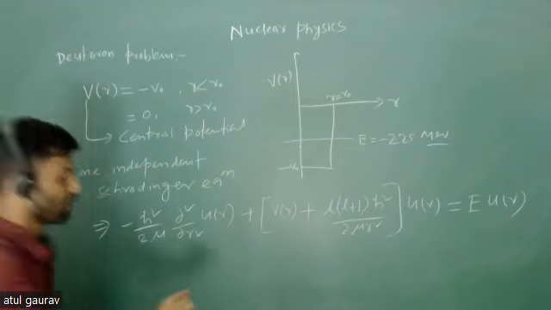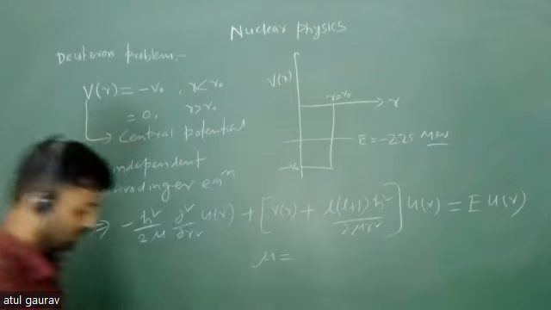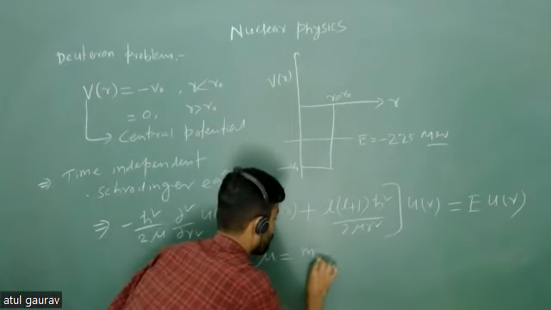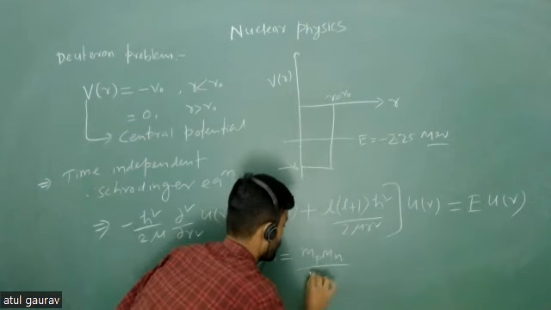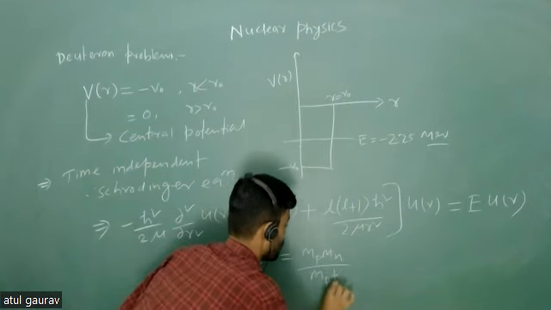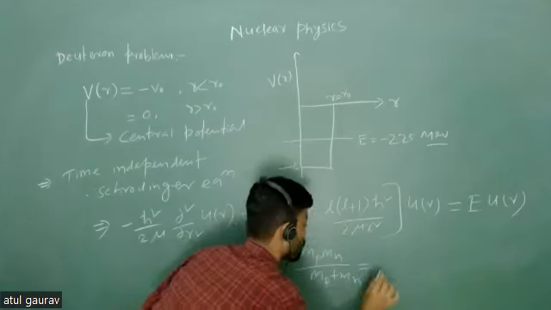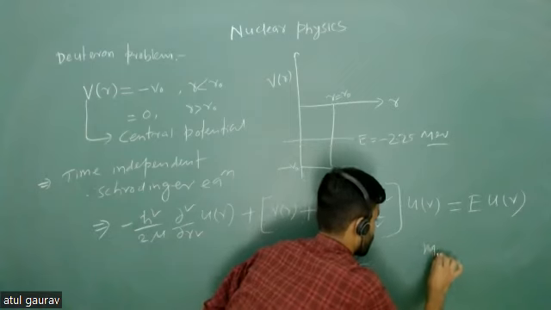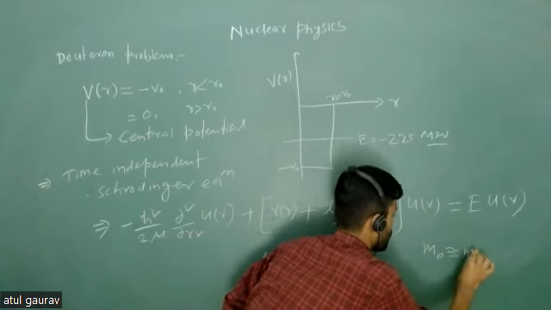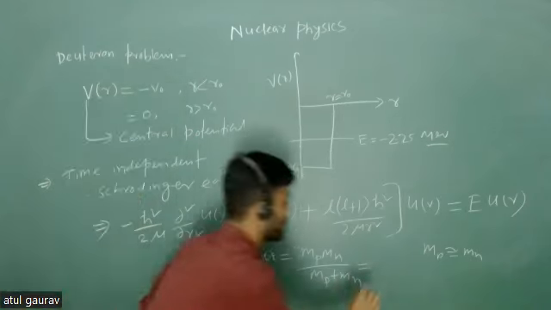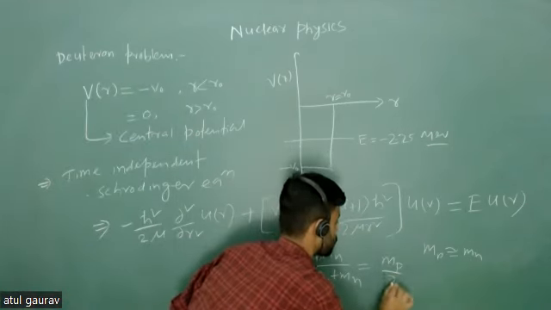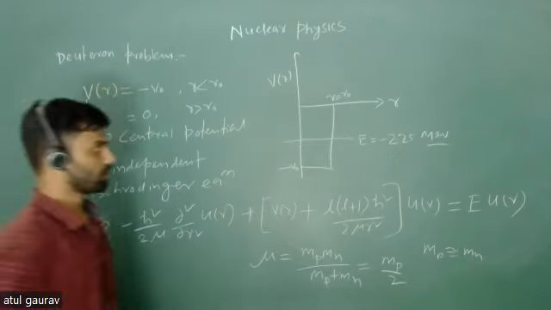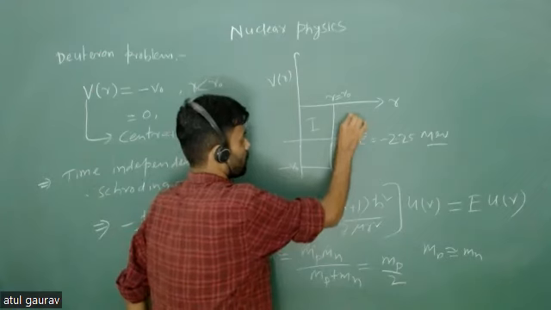What is mu here? Mu is the reduced mass of your system. Since this system contains one proton and one neutron, it will be simply mp into mn divided by mp plus mn. And the masses of the proton and neutron are almost the same, so you can write mp almost equals mn. If you substitute it, the reduced mass will become mp by 2. Now let us define this as your region 1 and this as your region 2.